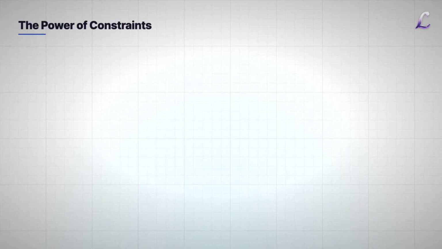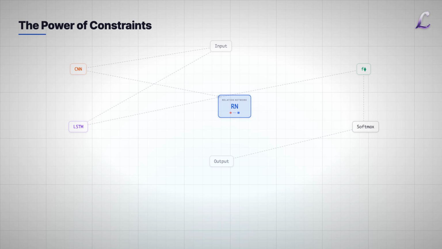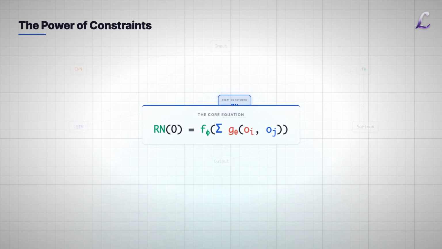The relation network teaches us a fundamental lesson about AI. We often try to solve problems by just making networks deeper, but sometimes the solution lies in architectural constraints. By forcing the network to look at pairs and forcing it to sum the results, we bake in the logic of relations and sets. We don't just teach the model what to learn, we teach it how to think.